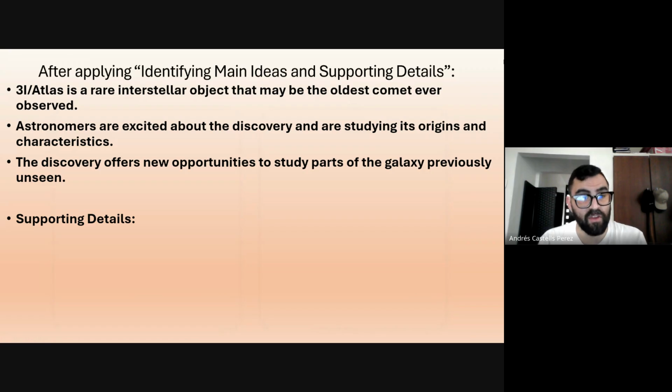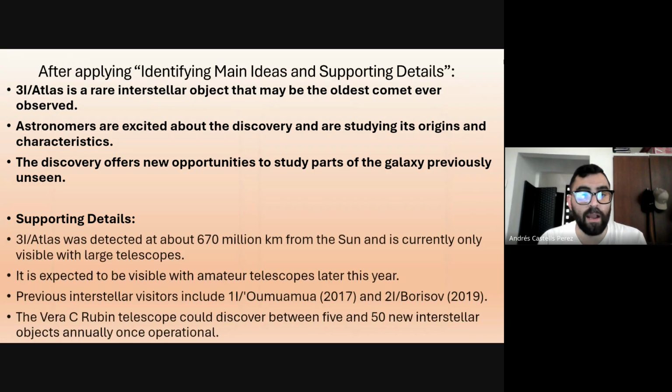Now, when applying this summarizing strategy, we are left with three of the main objectives, considering that 3I Atlas is a rare interstellar object that may be the oldest comet ever observed. Astronomers are excited about the discovery, and the discovery offers new opportunities to study parts of the galaxy. And we got around 3 to 4 supporting details about the distance between the object from the sun and the expectations of being visible through telescopes later this year, and other lesser important information, but important nonetheless. We went from more than 500 words to 99.